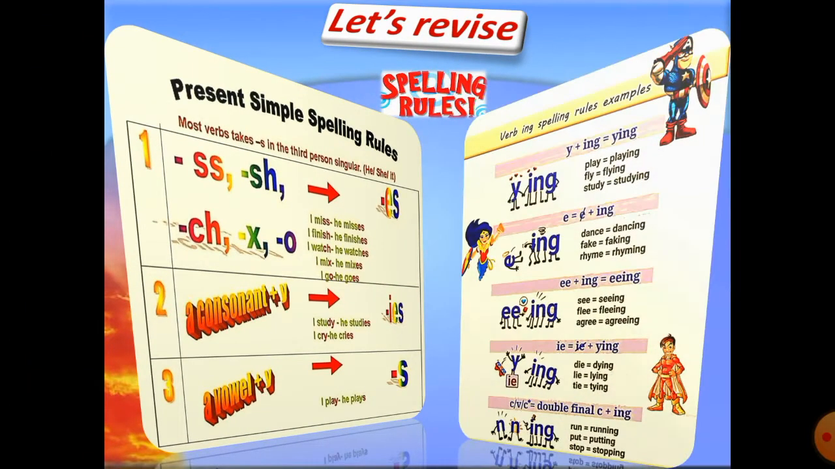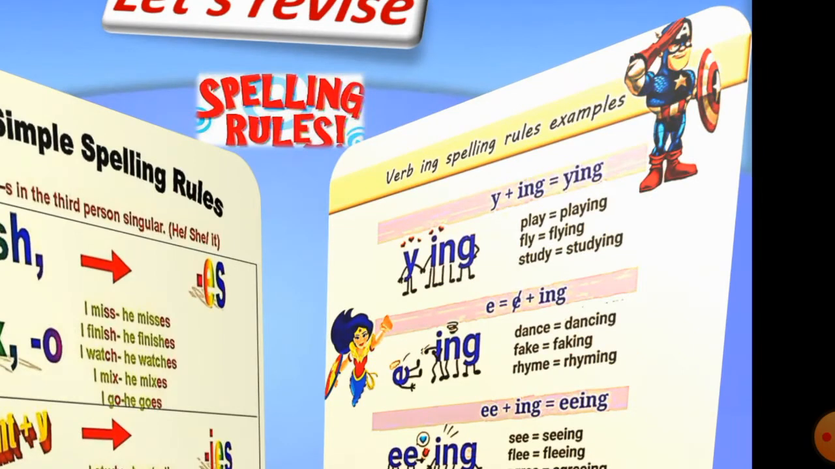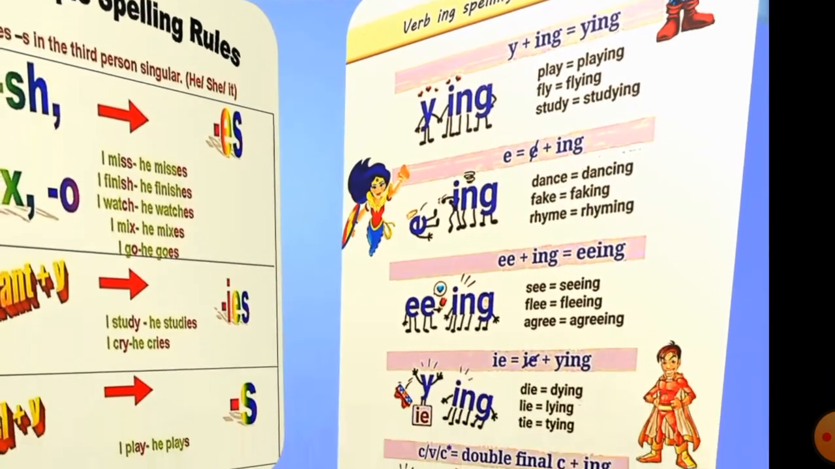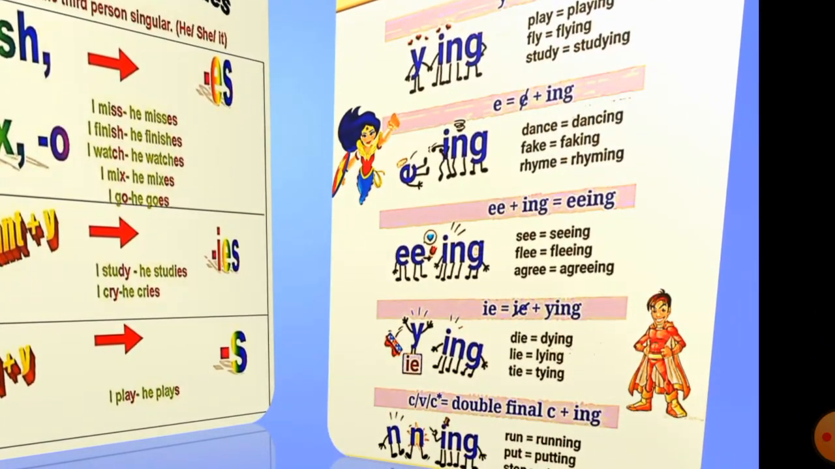Now let's have a look at the present continuous verb ing spelling rules. If a verb ends in Y, X, or W, we simply add ing. If a verb ends in E, we drop the E, then we add ing. For example, dance, dancing. But if the verb ends in double E, we simply add ing. For example, see, seeing. Some verbs which end in IE, we drop the IE and we write Y, then we add ing. For example, die, dying.